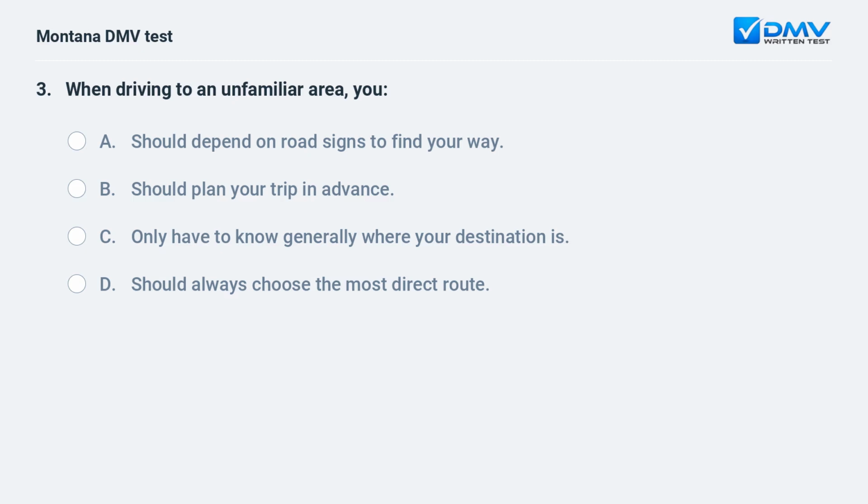When driving to an unfamiliar area, you A, should depend on road signs to find your way. B, should plan your trip in advance. C, only have to know generally where your destination is. D, should always choose the most direct route.